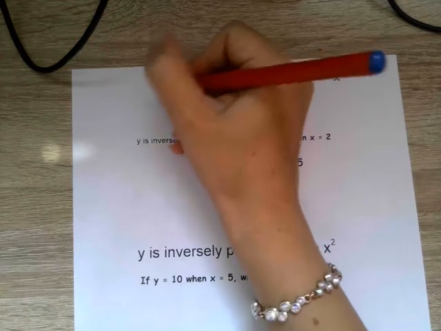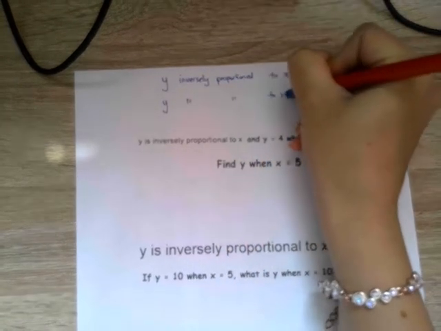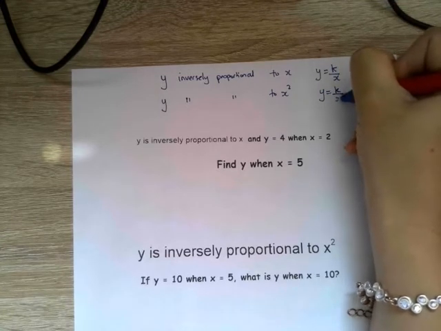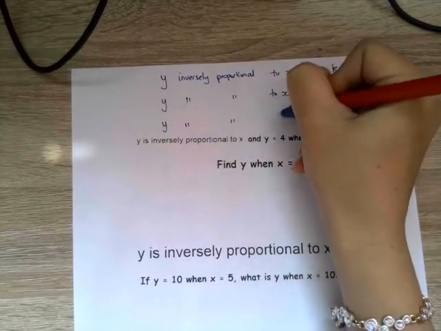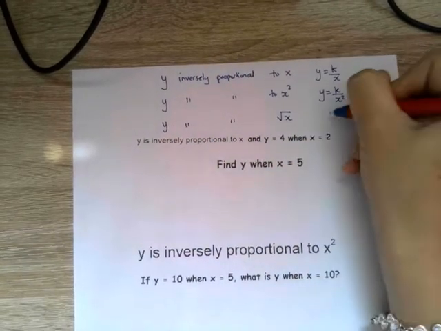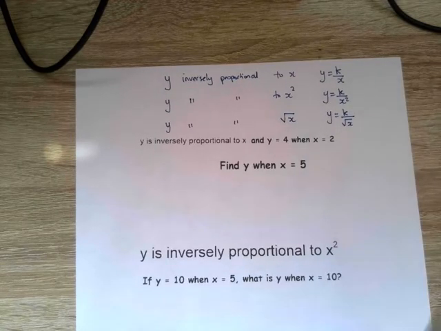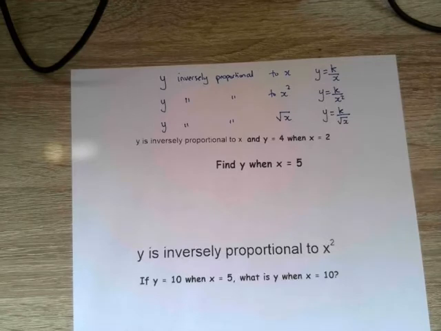So likewise, if it's inversely proportional to x squared, then my first line would be y equals k over x squared. I'll do one more. So if y is inversely proportional to the square root of x, then my first line would be y equals k over the square root of x. After that, the method is exactly the same kind of thing as for direct, where you then put your numbers in and you've got to work out what your value of k is.